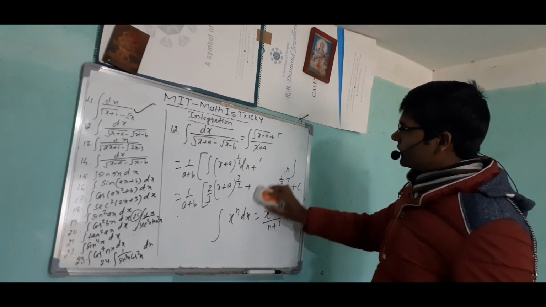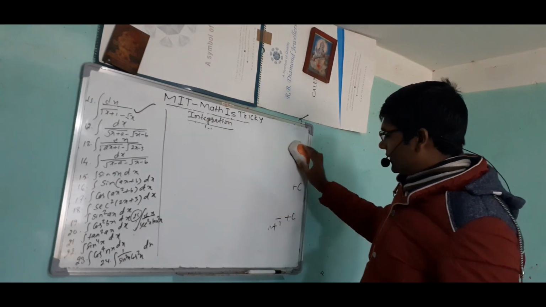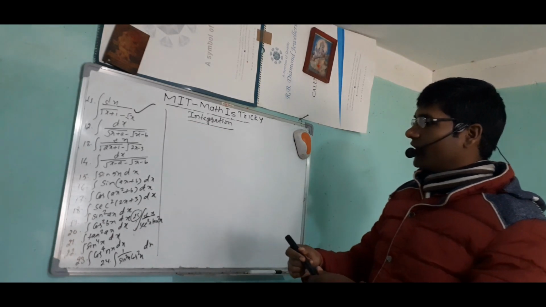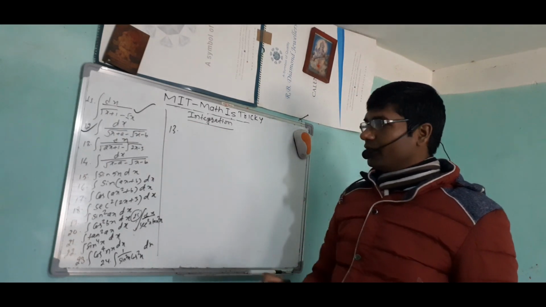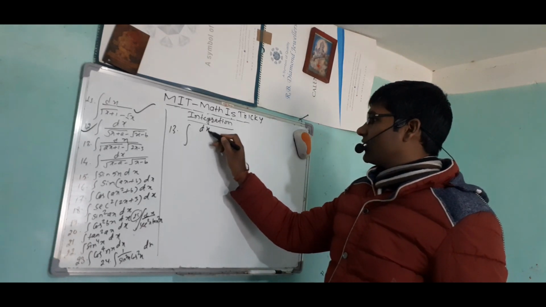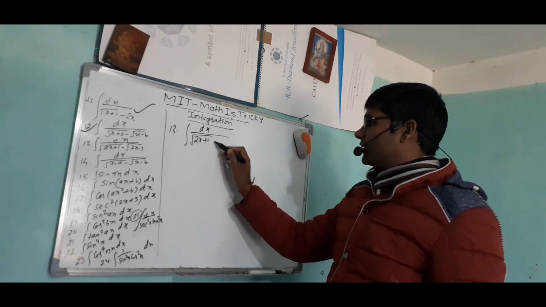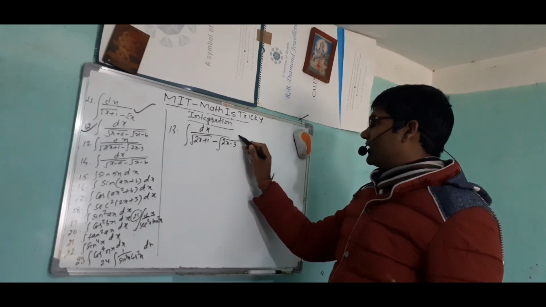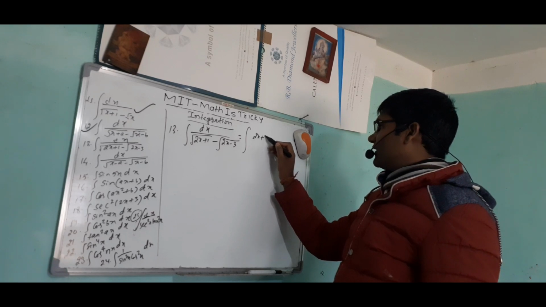Okay. Let's see question number 13. So it's all because of your practice, my dear students. You practice a number of times so that you will be solving like this also. You can solve within just a second. Question number 13: integral of dx by square root of 2x plus 1 minus square root of 2x minus 3. Okay. So by rationalization we'll be getting here square root of 2x plus 3.